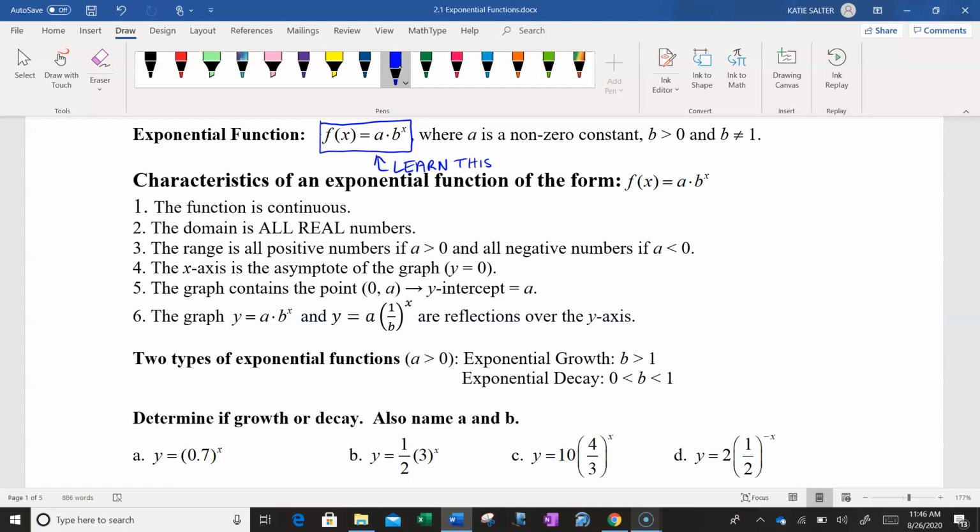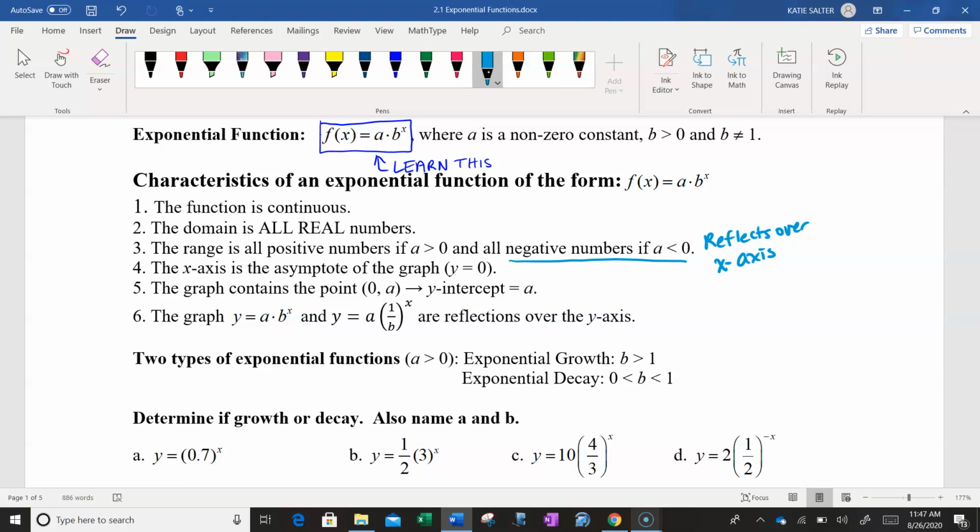The range is all positive numbers anytime a is greater than 0, and all negative numbers if a is less than 0. The reason for this part is because if you put a negative number in front of that base right there, it's going to reflect over the x-axis. And we've learned that from learning our transformations. So for our parent function, it's either all positive numbers or all negative numbers for our range. The x-axis is the asymptote, that y equals 0. And of course, this is before we start transforming it.